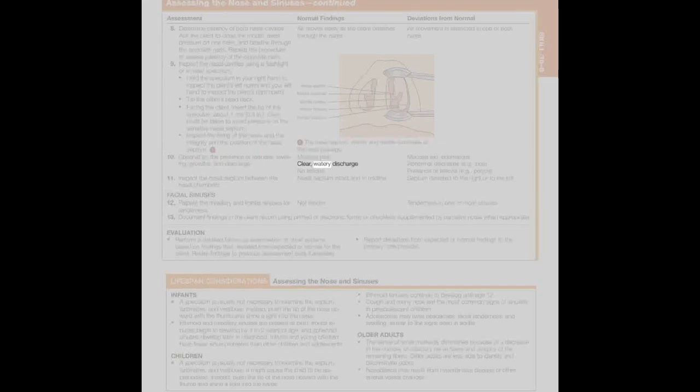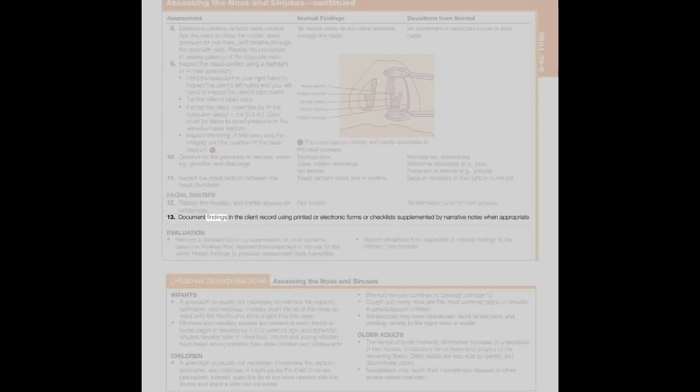Mucosa pink, clear, watery discharge, no lesions. Mucosa red, edematous, abnormal discharge, for example pus, presence of lesions, for example polyps. 11. Inspect the nasal septum between the nasal chambers. Nasal septum intact and in midline; septum deviated to the right or to the left. Facial sinuses. 12. Palpate the maxillary and frontal sinuses for tenderness. Not tender; tenderness in one or more sinuses.